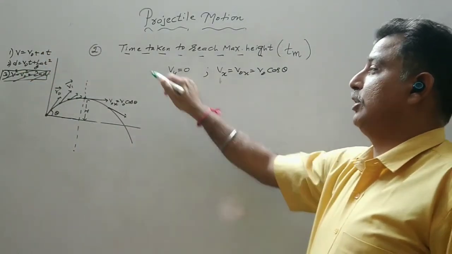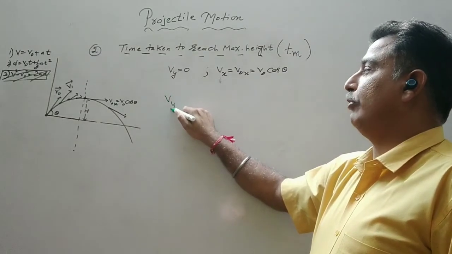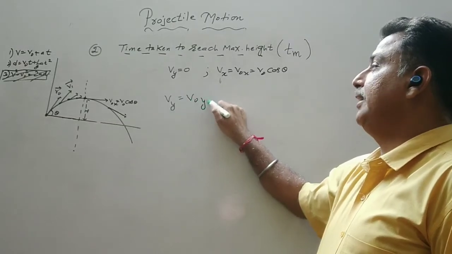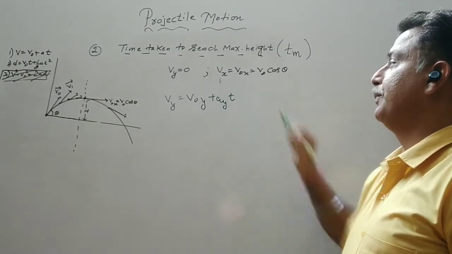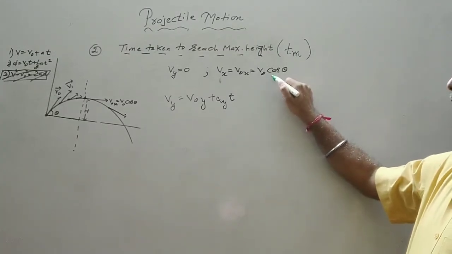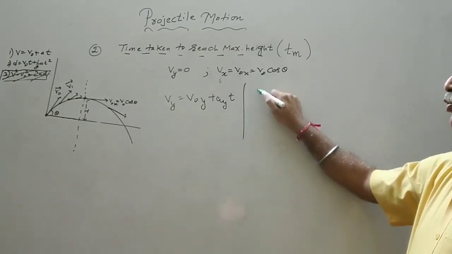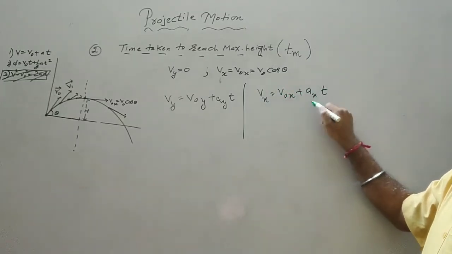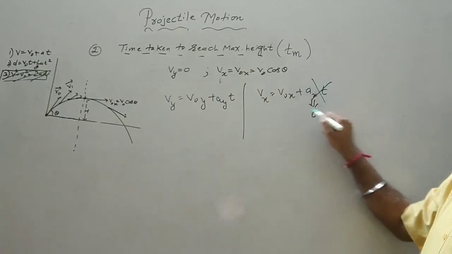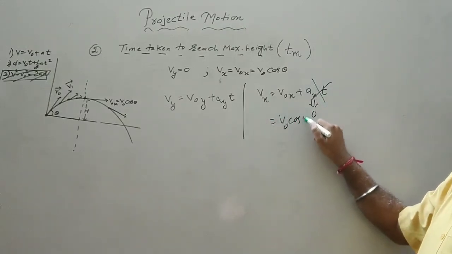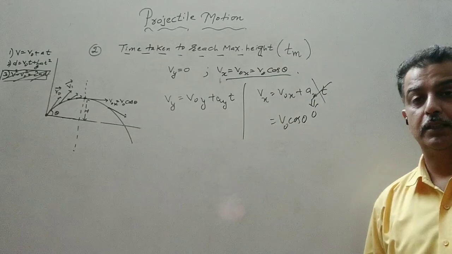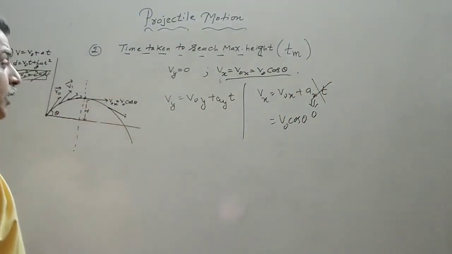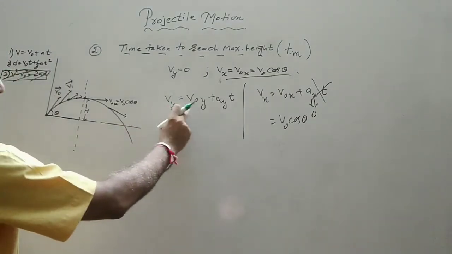So Vy is equal to 0. If I write the y component of the first equation, it can be written as Vy is equal to V naught y plus Ayt. There is no use of writing the x component, because Vx is equal to V naught x plus Axt, and Axt is 0, so this term is cancelled. So this is V naught cos theta, which we already know, that the horizontal component will always remain constant. So we are left with the y component.